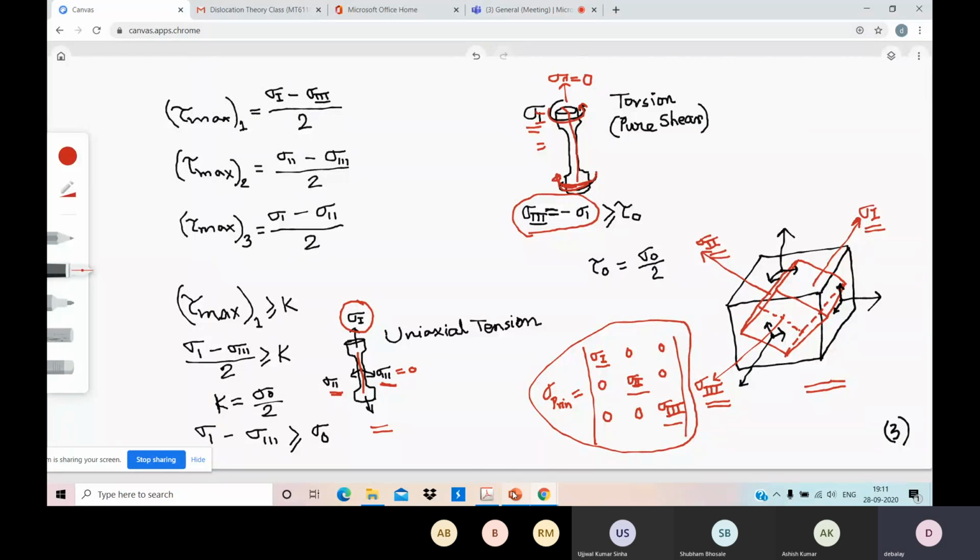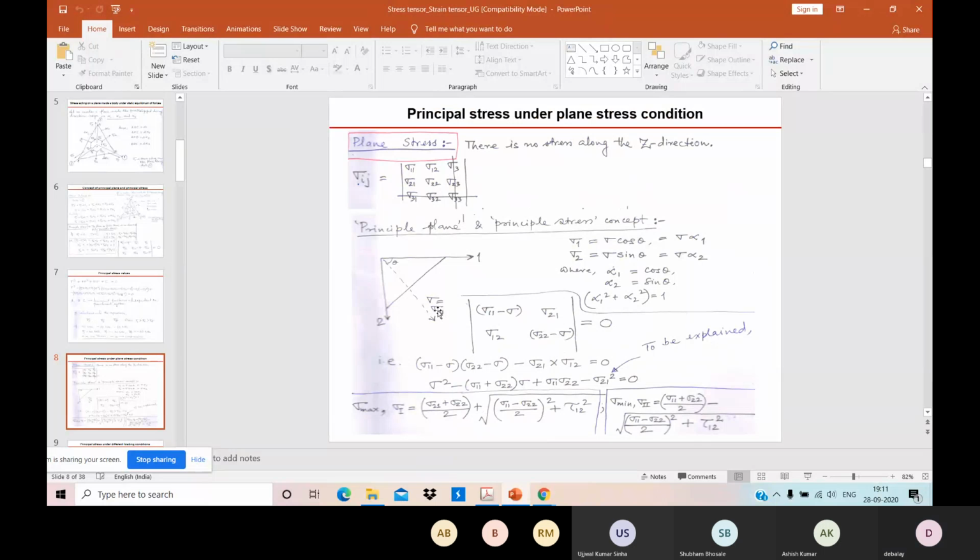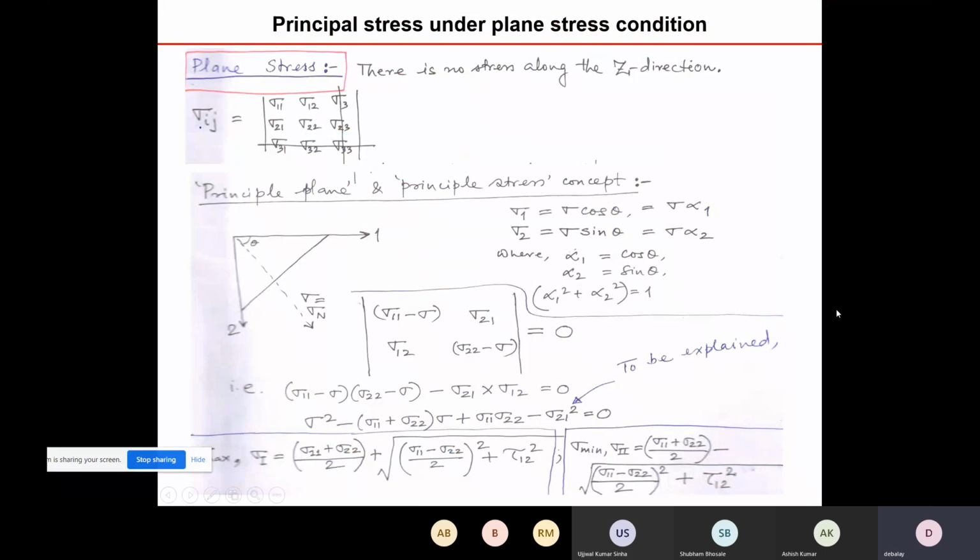So this is torsional loading. Let me go back again to my PowerPoint presentation. And if you quickly see Dieter's book, there is some kind of loading. I will also discuss it afterwards.